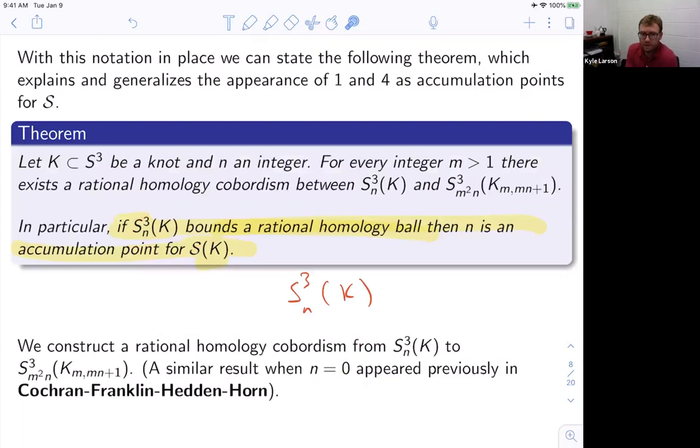Okay, so let me go ahead and prove this theorem by constructing. If you have a rational homology cobordism, and one of them bounds the rational homology ball, then the other one does too, right? Yes. That's why this second statement, that's how you get those pairs. I see. Okay.